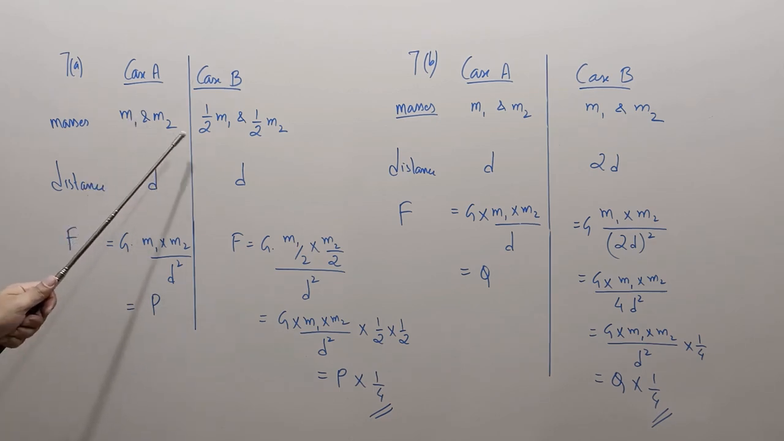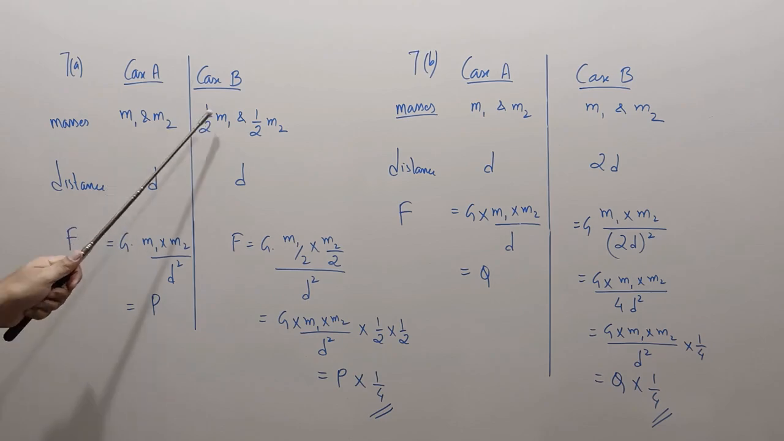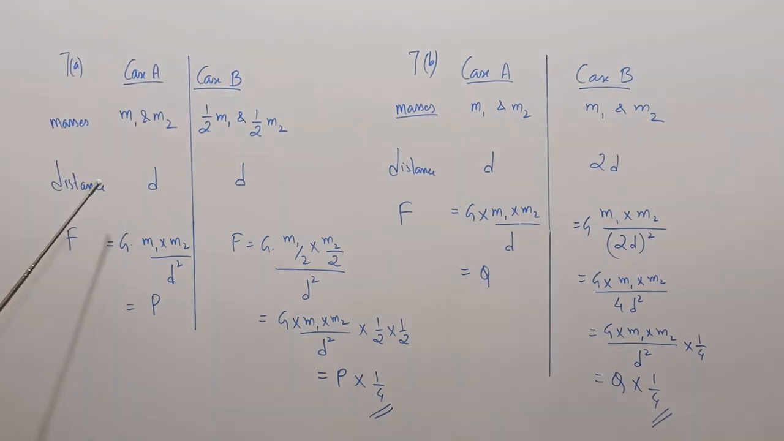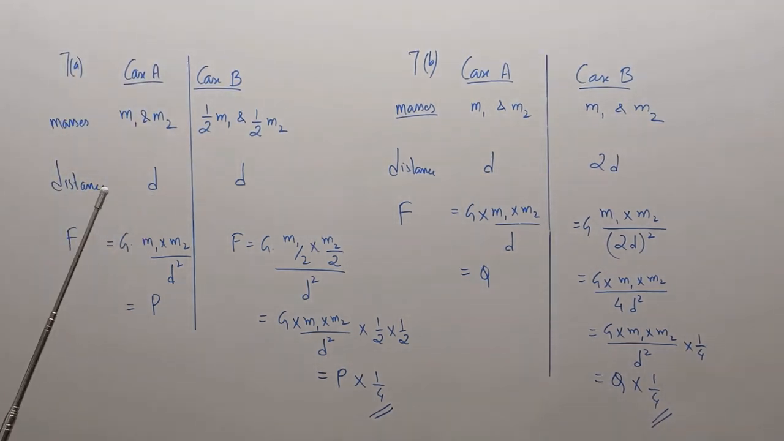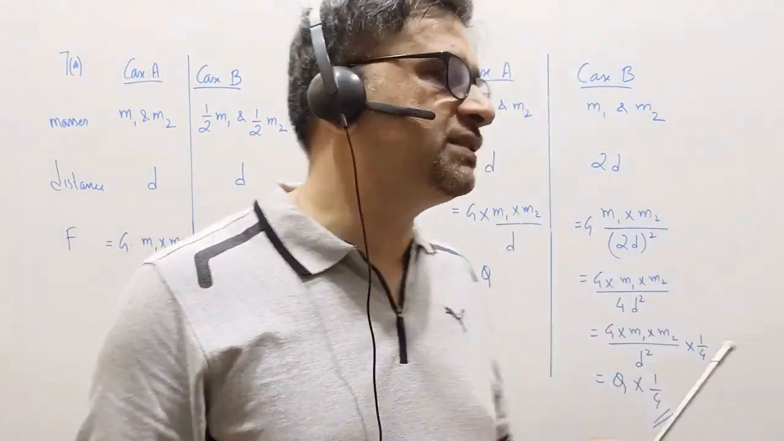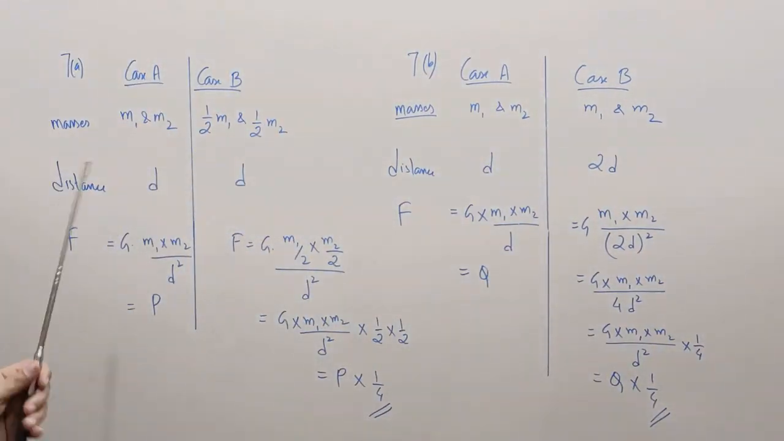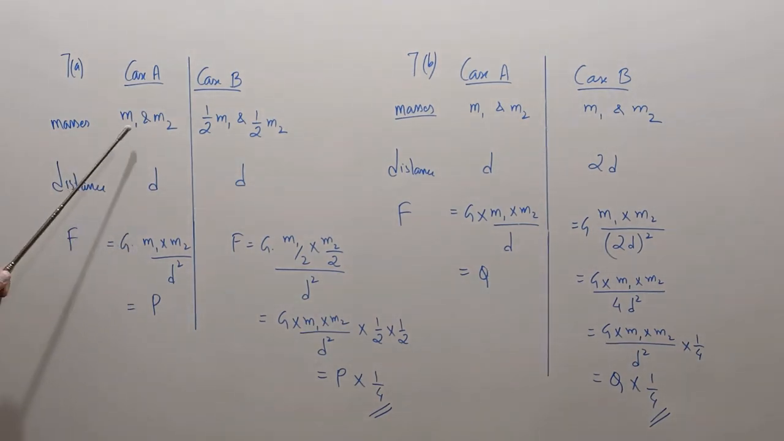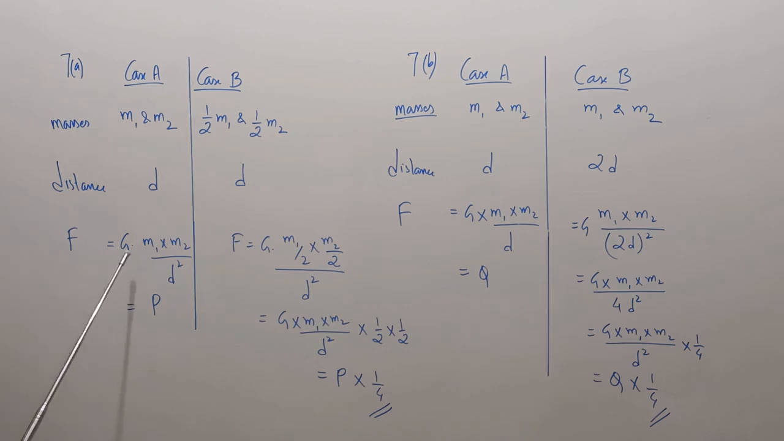And these masses are said to have been halved. So m1 becomes m1 by 2, m2 becomes m2 by 2. There is no mention of the distance, so it's implicit. It's obvious that the distance has not changed. So let us use this formula to calculate the force of attraction between these two bodies. So it gives us this.